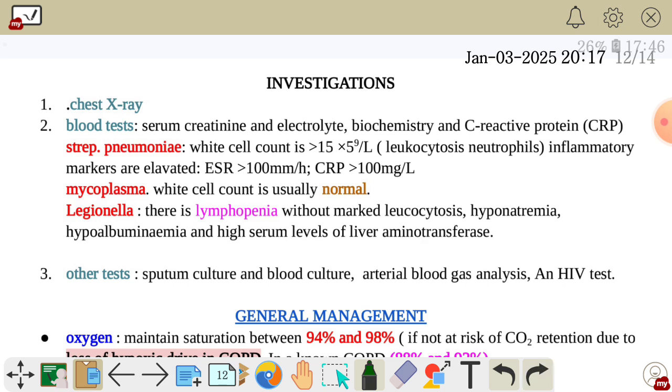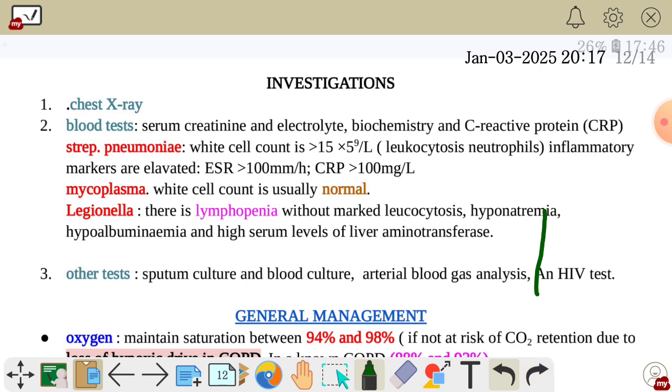Then other tests we can do are sputum culture or blood culture. We can also do arterial blood gas analysis, and we can also do an HIV test so that we know if at all they are immune suppressed.